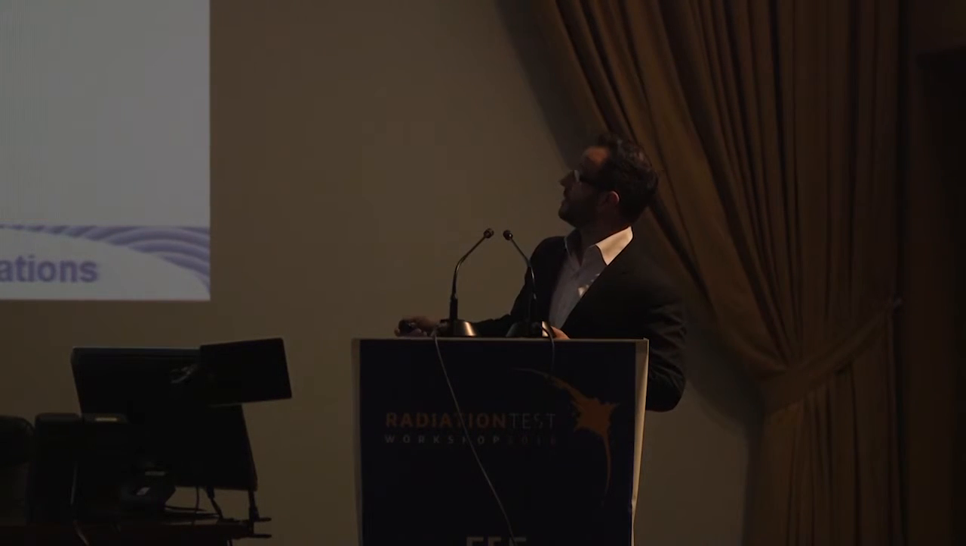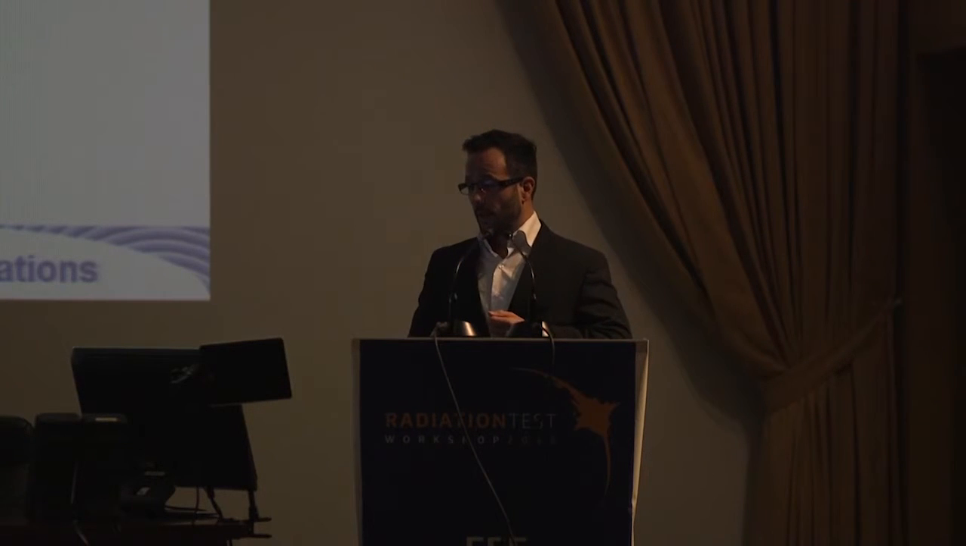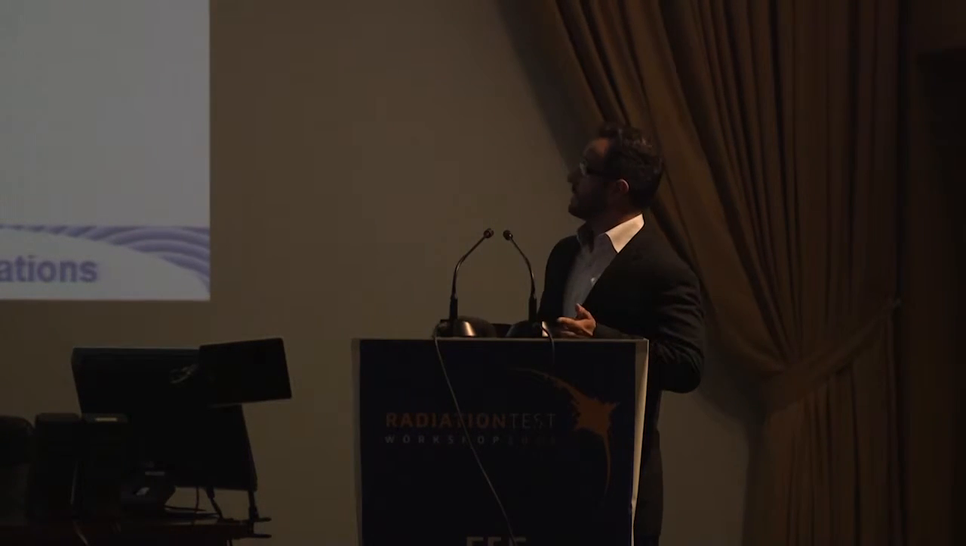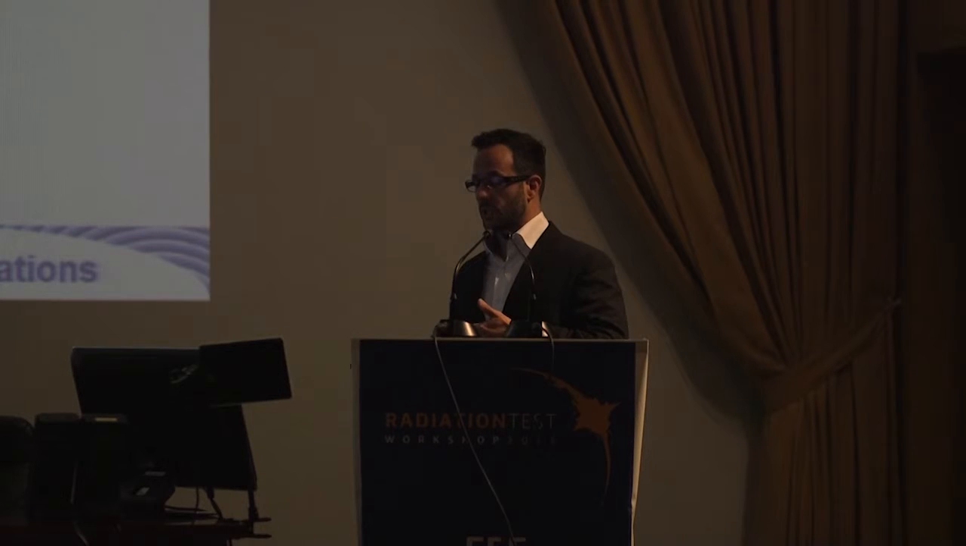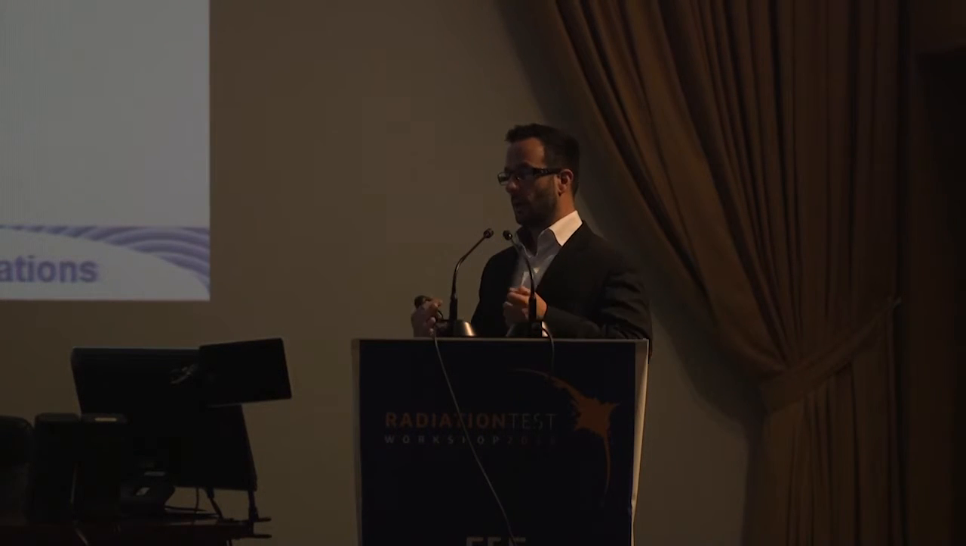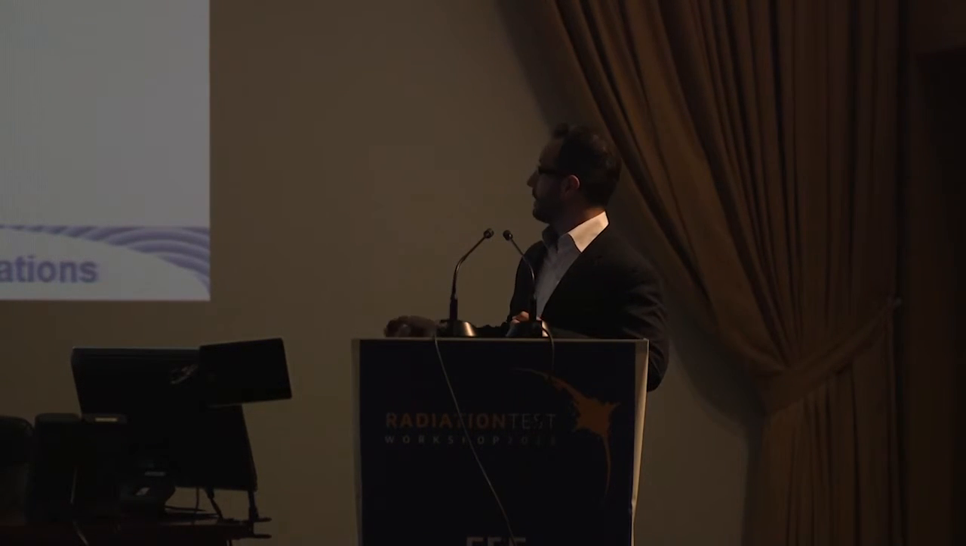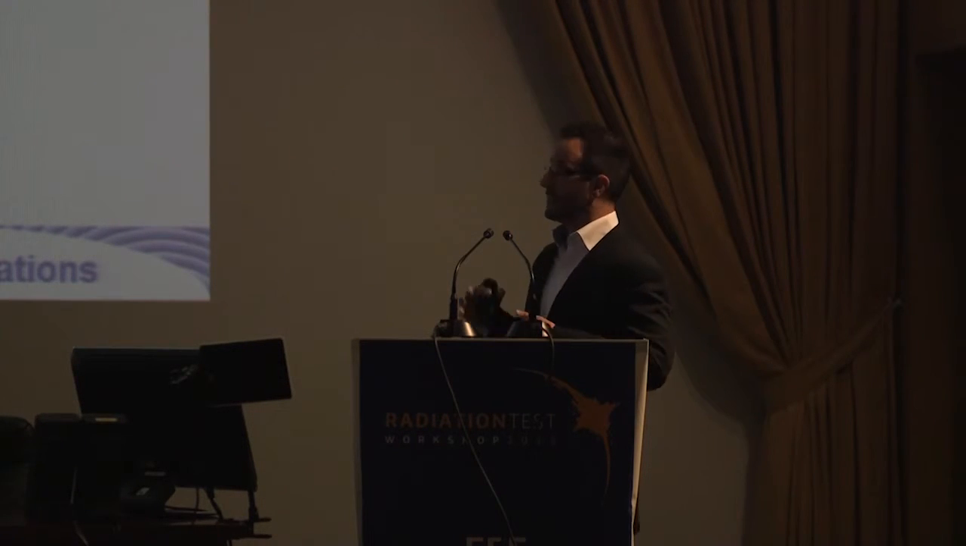Let's focus on the irradiation room. So it's quite a big room, as you can see. The irradiator is here. This is the source holders. You can also see here the bias board structures. So this one is for high dose rate, what we can call high dose rate, and this one for low dose rate. So again, this facility allows to perform irradiation from 10 rad per hour to 4 kilorad per hour without any shielding.